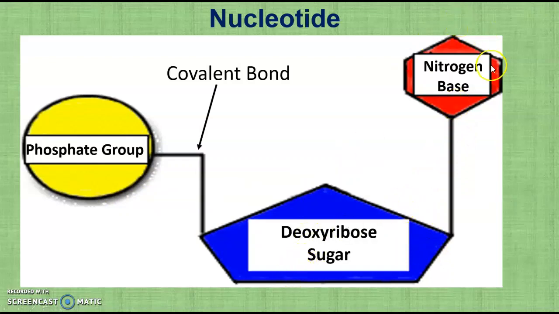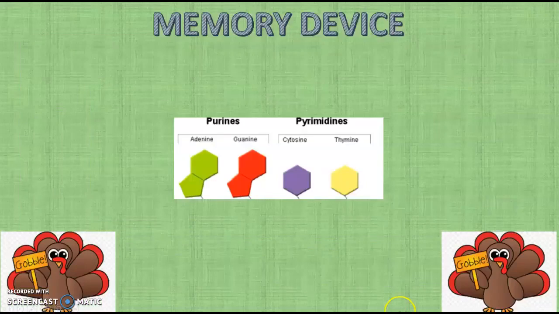The sugar and the nitrogen bases may vary a bit if you're talking about DNA or if you're talking about RNA. But we're in DNA right now, so we're talking about deoxyribose sugar, and we're talking about A's, T's, C's, and G's. Now, I love memory devices, so I'm going to provide you with some memory devices when it comes to the nitrogen-base pairings of your DNA. I also have a little device here for remembering which one is which in terms of a purine or pyrimidine.